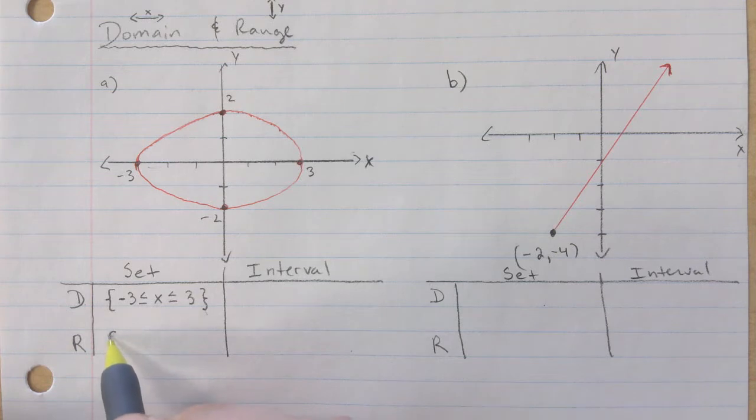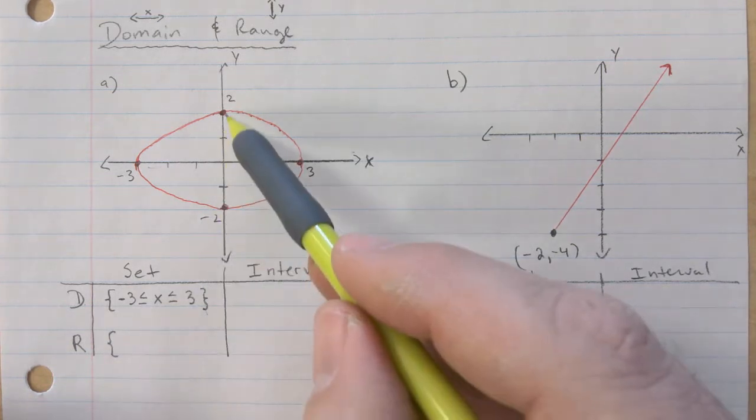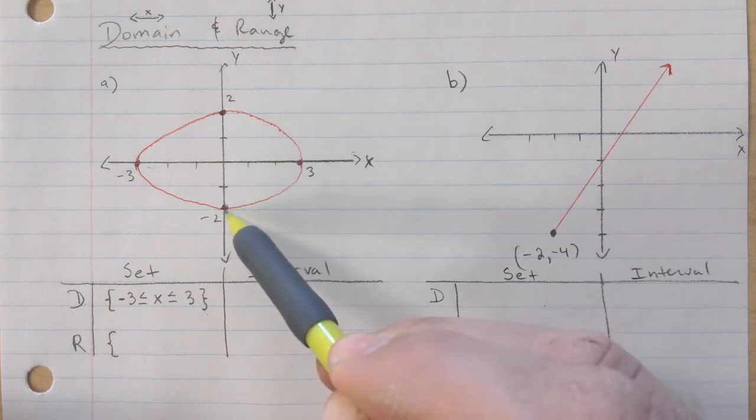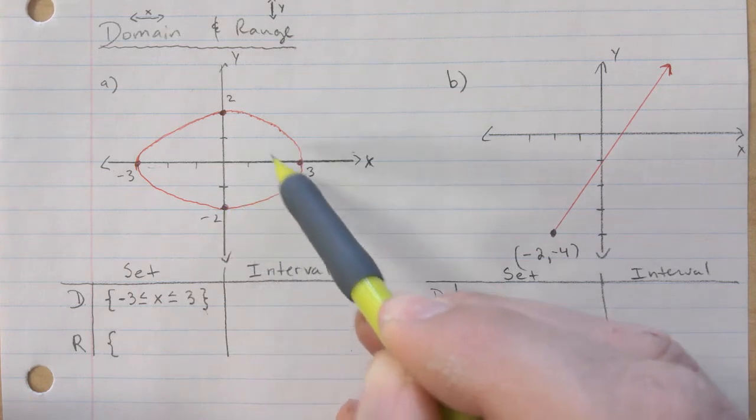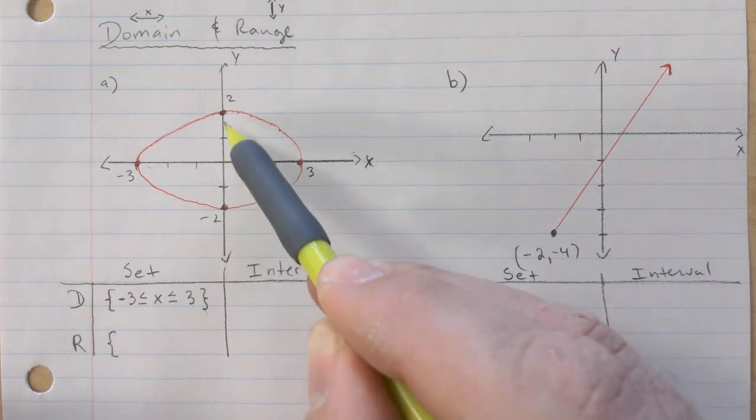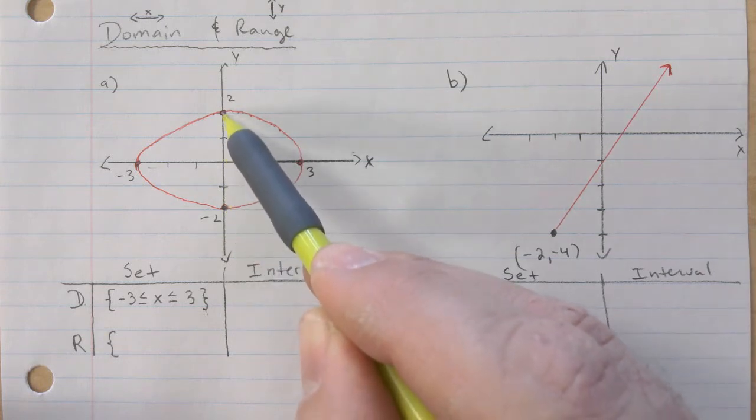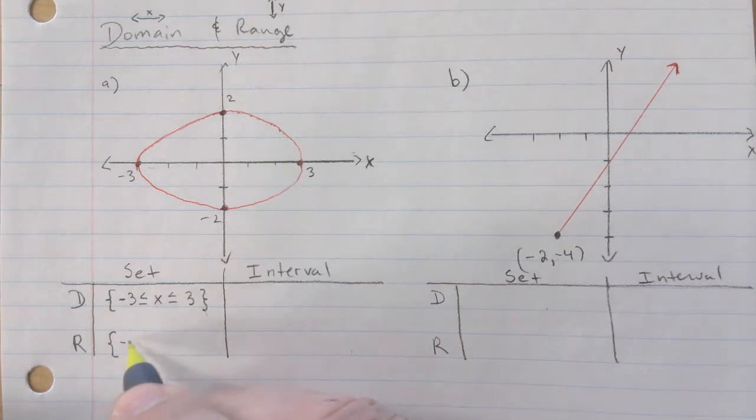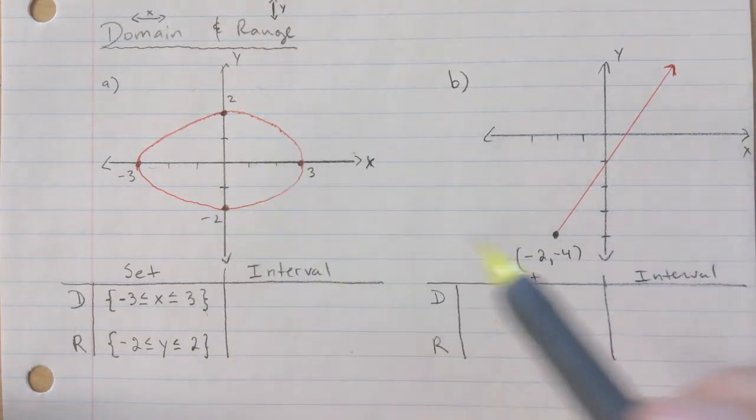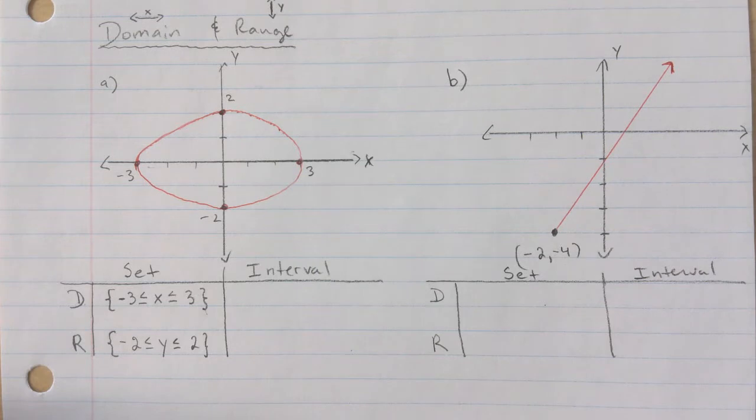For the range, you're looking at permissible y values, right? The lowest this particular graph goes is -2, and the highest is +2. Okay, so you're going to go from -2 to 2. And this varies, okay? So you got to look at your graph and go with the graph, okay?